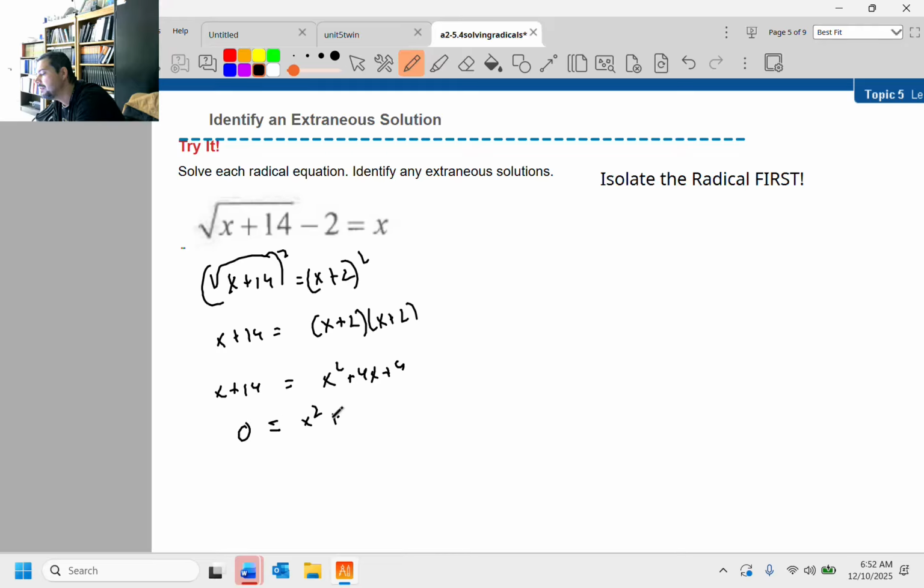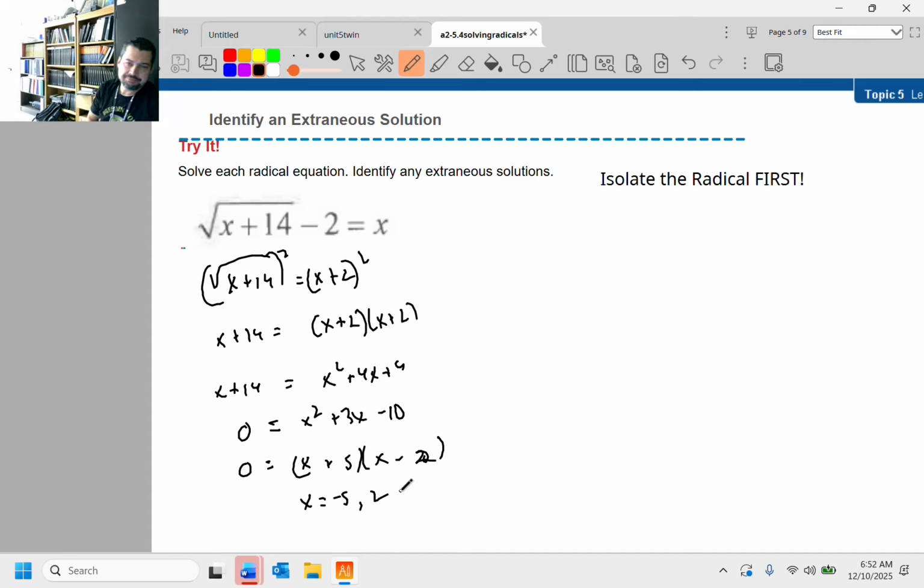4x minus x is 3x. 4 minus 14 is negative 10. Will that factor? You bet you will. To make 10, you're going to need a 5 and a 2. The 5 is positive, the 2 is negative. Hitting it with ZPP, x is negative 5 or x is 2. Which one's real, which one's not? I don't think I took a single breath as I worked out that entire problem.